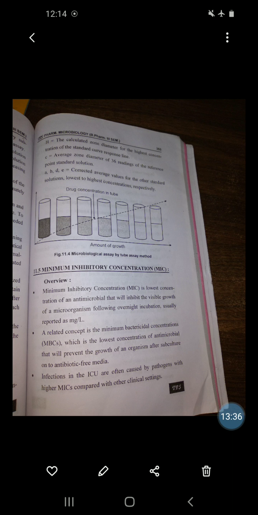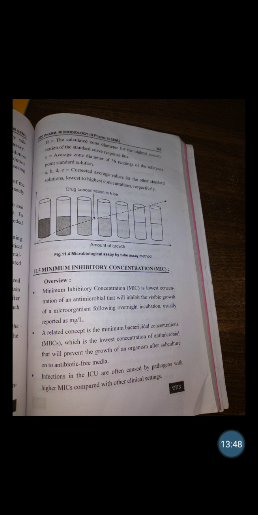Then infections in the ICU are often caused by pathogens with higher MICs, that is minimum inhibitory concentrations, than in other clinical settings. Then regular surveillance of minimum inhibitory concentration is required due to the continuing decrease in susceptibility to the commonly used antibiotics in critically ill patients. Then what is the importance of this minimum inhibitory concentration?